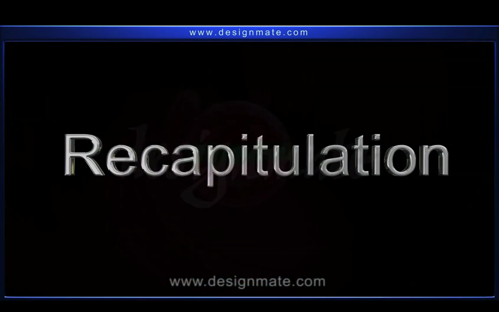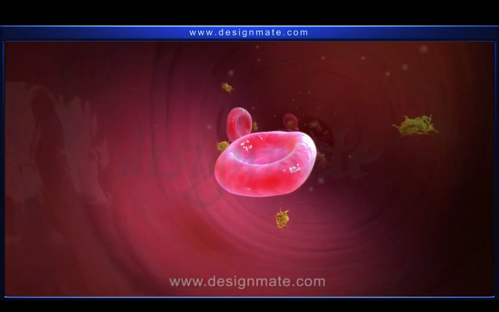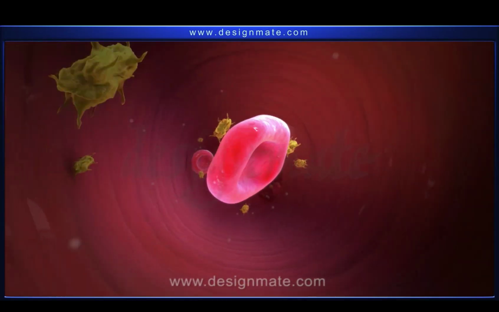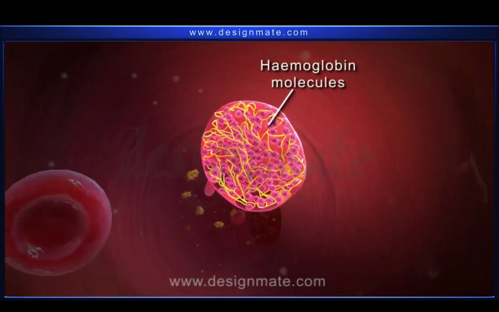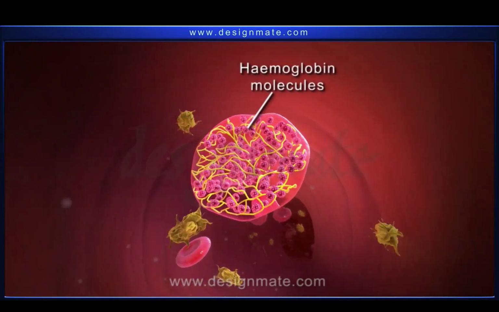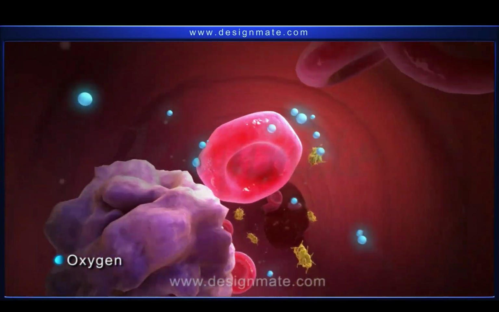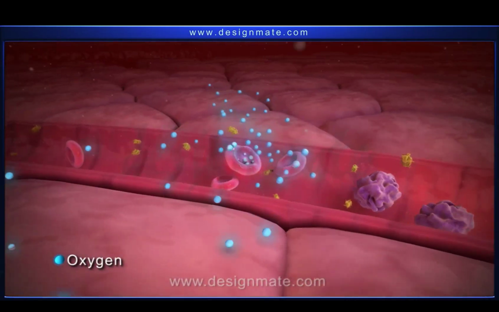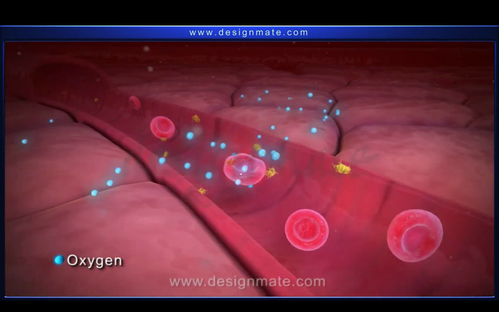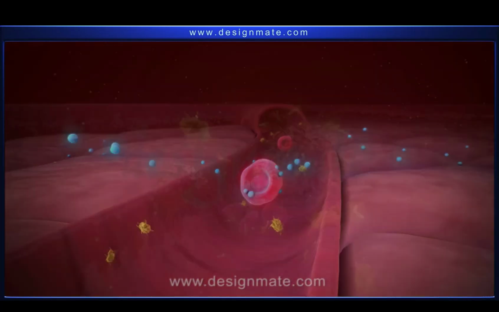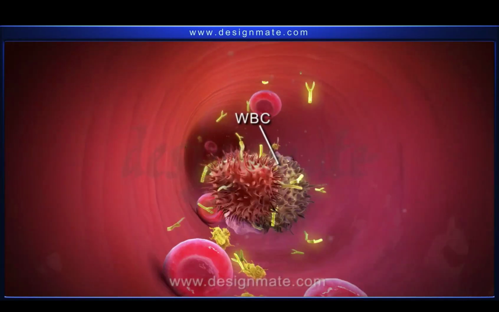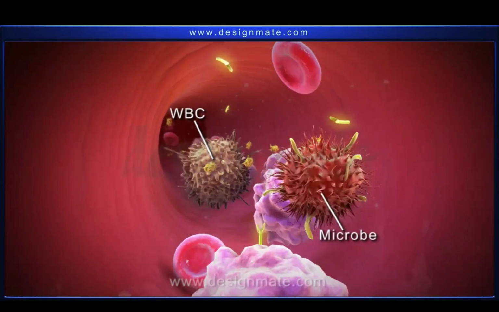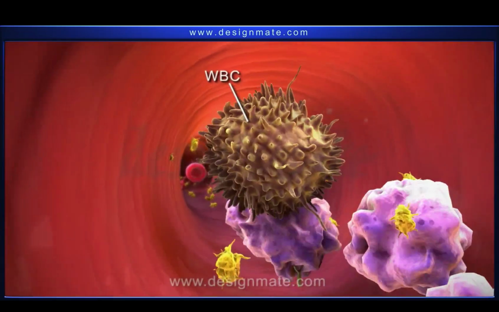Recap. Blood is one of the most important connective tissues in the body. It consists of enucleated RBCs, which have hemoglobin molecules present in them. The RBCs absorb oxygen and provide it to the oxygen-deficient tissue cells throughout the body. WBCs are the other cells present in blood, which protect the body from attacking microbes by engulfing them.